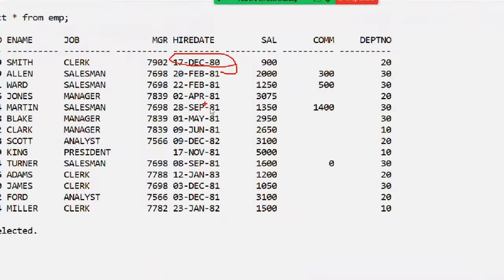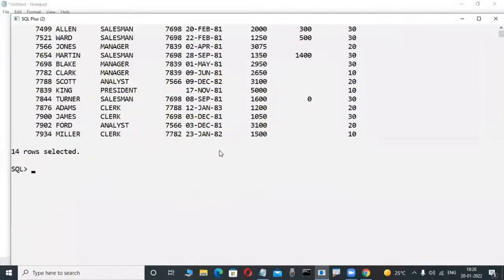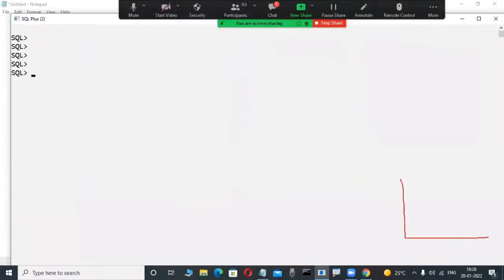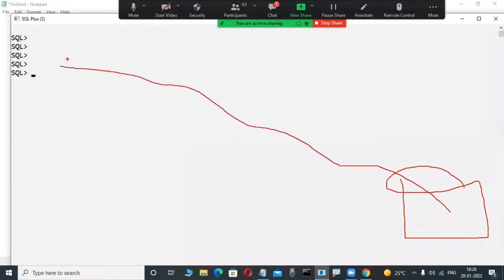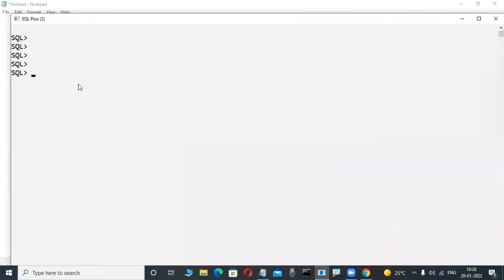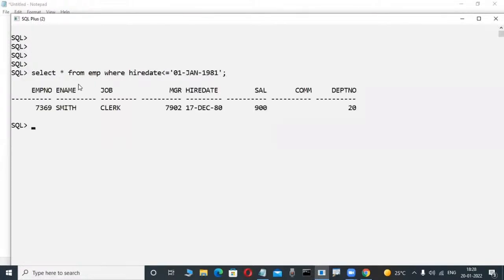Those employee details I want in my project. If you are a SQL programmer, somewhere the data is there. How do you fetch this data? You write queries. These are called queries. Select star from table name where hire date is less than or equal to, for example, 1st January 1981. Like this, you write the queries.